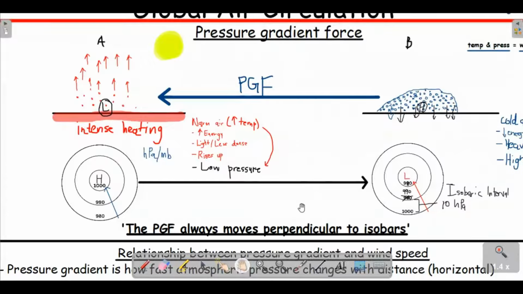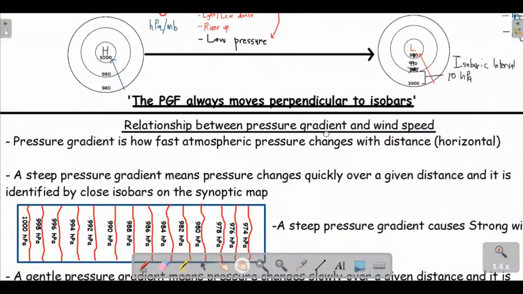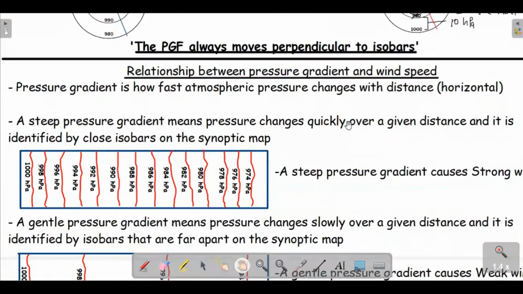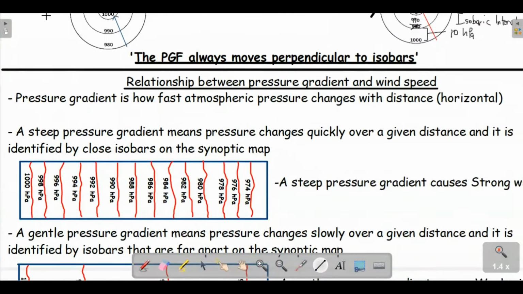All right. Now let's move on and let's talk about the pressure gradient. What is the pressure gradient and how does it affect wind speed? Because it has a relationship with wind speed. And so it's important to note that that could even be asked in your map work and your synoptic weather map. So what do we mean when we talk about pressure gradient?